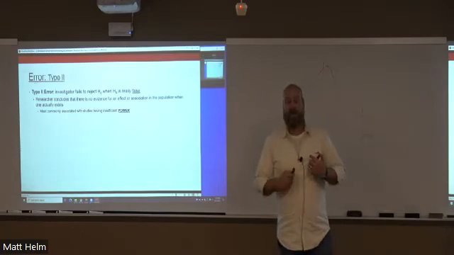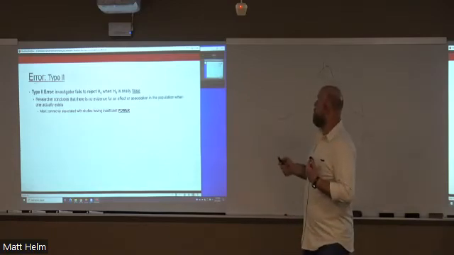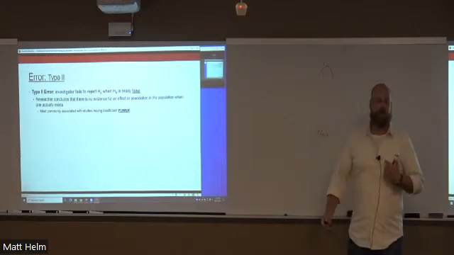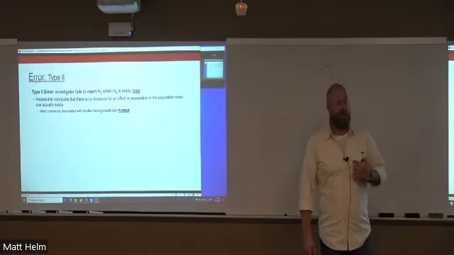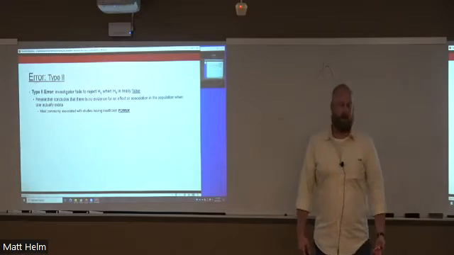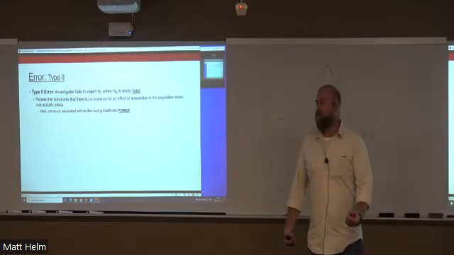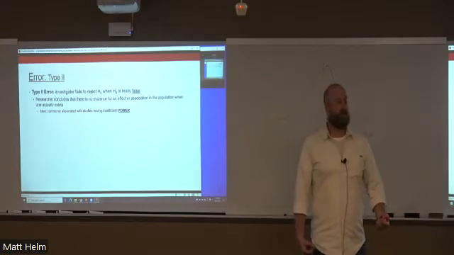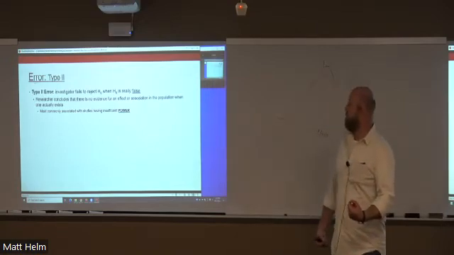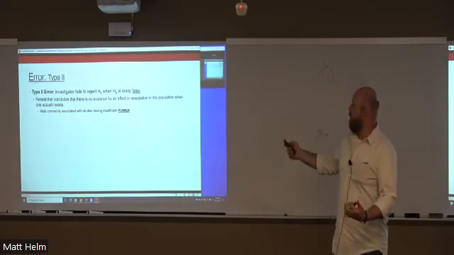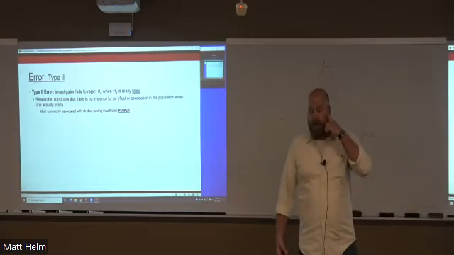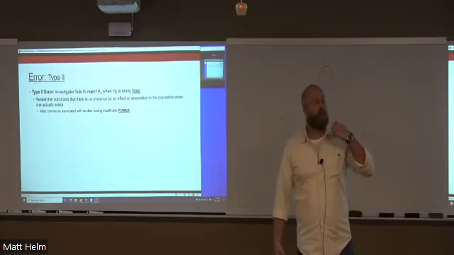The other type of error we have is our type 2 error. This is the error I make when I fail to reject the null hypothesis when the null hypothesis is actually false. So there is an effect out there in the universe. There is a relation. There is a difference. But I don't claim evidence for it. And so I fail to reject the null hypothesis when the null hypothesis is in fact false. This is generally associated in statistical analyses with not having sufficient power.